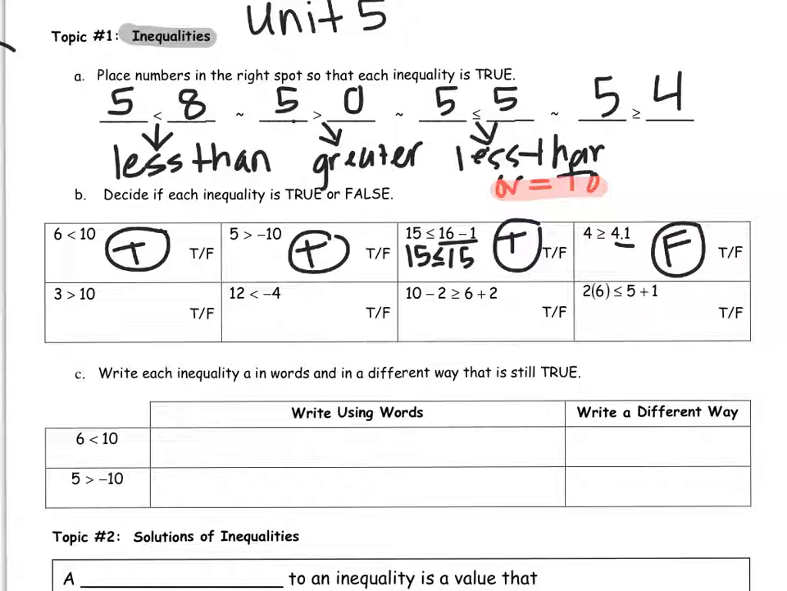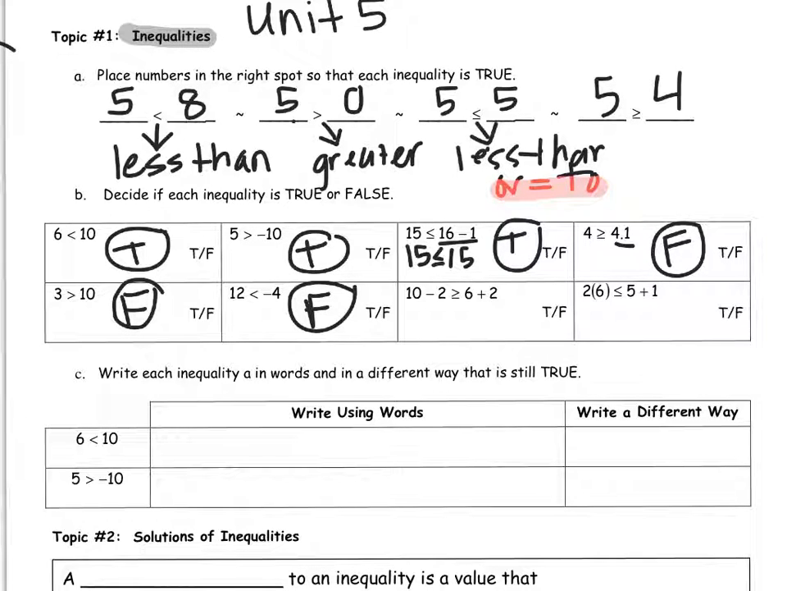Alright, on to the next one. 3 is greater than 10. That's a false statement. 3 is less than 10. 12 is less than negative 4. That's also a false statement. It should be the other way around. 12 is greater than negative 4. This is false.